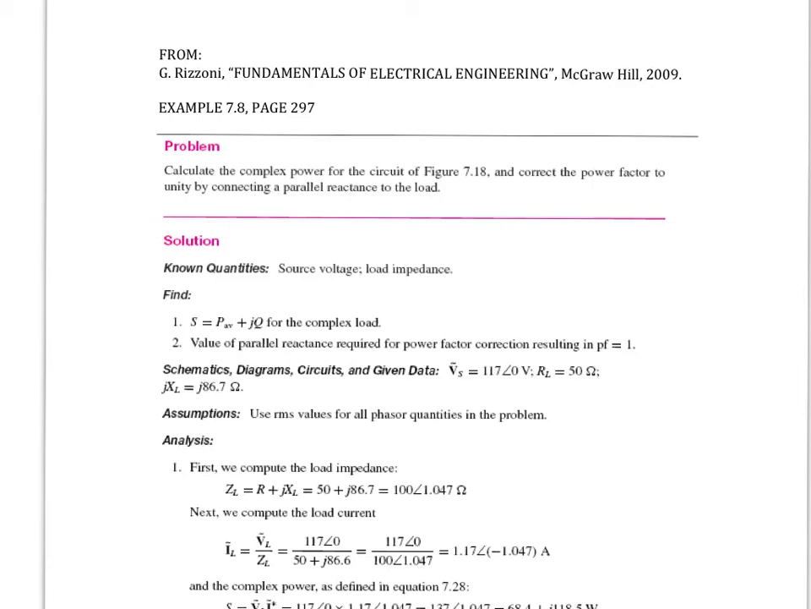For a numerical example, we have one from Rizzoni's Fundamentals of Electrical Engineering. This is example 7.8 from page 297. In this problem, we are given a series resistive inductance circuit connected to an AC voltage source, and we're tasked with finding a compensating circuit.